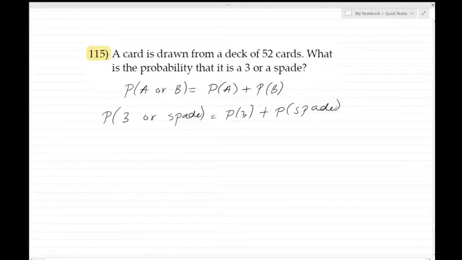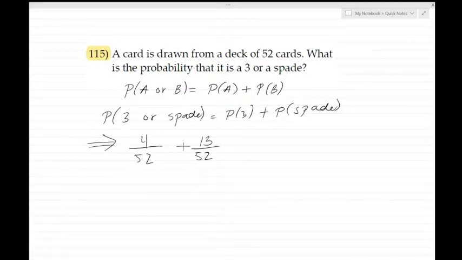So the probability of getting a 3 is equal to what? Well, there are four cards with the face value 3 on them. So 4 out of 52. And then how many spades are there? There are 13 of them out of 52. Now, stop. Hold on 1 second. Are those events mutually exclusive? Meaning, can you have a 3 that is not a spade? And the answer is no. So, I forgot to mention, in the definition, where there is an intersection between the two, minus the probability that it is both a 3 and a spade.